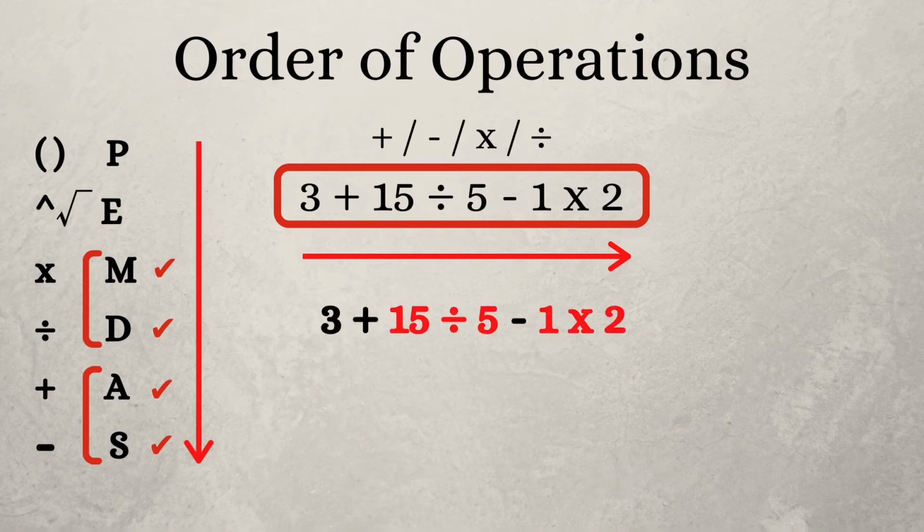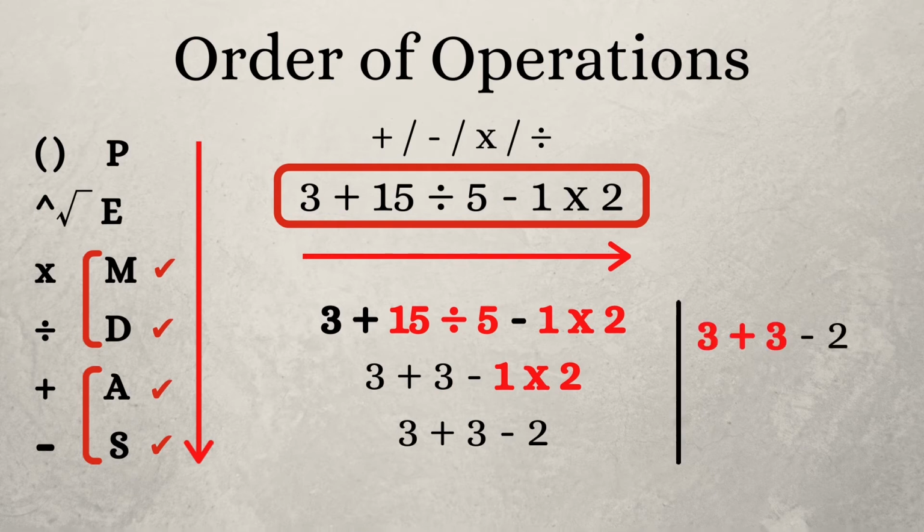First, let's highlight the multiplication and division. So here we compute the division first since we are moving from left to right. So 15 divided by 5 is 3. Then we compute 1 into 2, which is 2. Now we are left with an expression with only addition and subtraction. So now again we move from left to right to compute 3 plus 3 first. That gives us 6, and subtract 2 from it to give the final answer as 4.